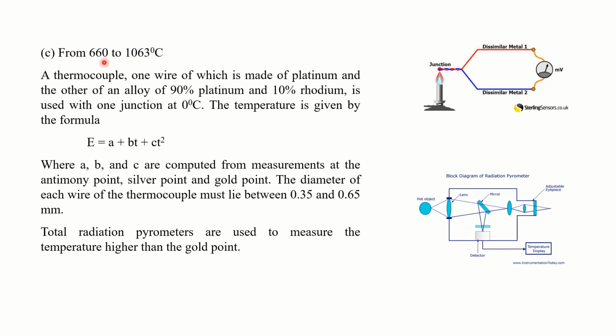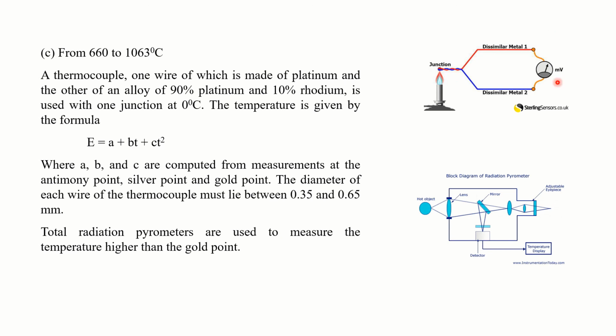Now suppose you want to measure temperature from 660 to 1063 degrees Celsius. Then I use a thermocouple. Here, the EMF generated will give you the temperature. There are two dissimilar materials. This is what we call the hot junction, and this is the cold junction. When we bring the hot junction in contact with this high temperature, and maintain the cold junction in, maybe, ice, it will generate an EMF, and this EMF will indicate the temperature.